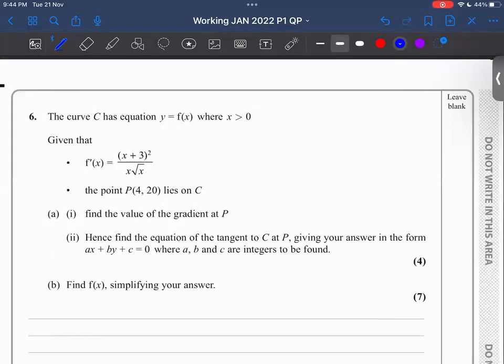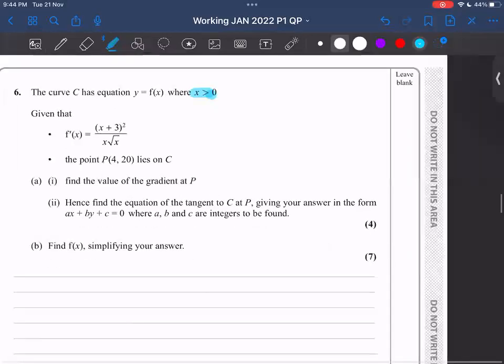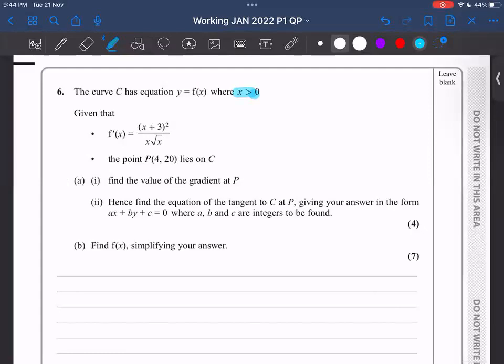In question number 6, it says the curve has equation y equal to f of x, where x is greater than 0. This should not be ignored. Given that f dash x is (x plus 3) whole square upon root x, the point P (4, 20) lies on the curve. Find the value of the gradient at P. They're asking for the gradient at P. So remember this.